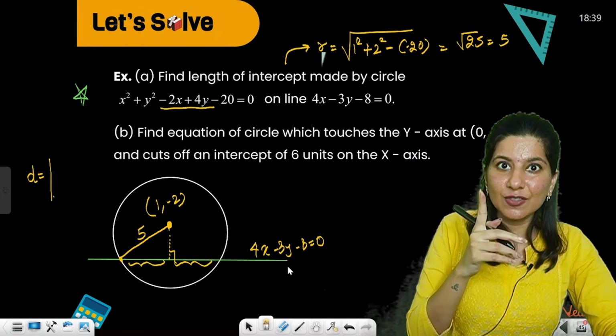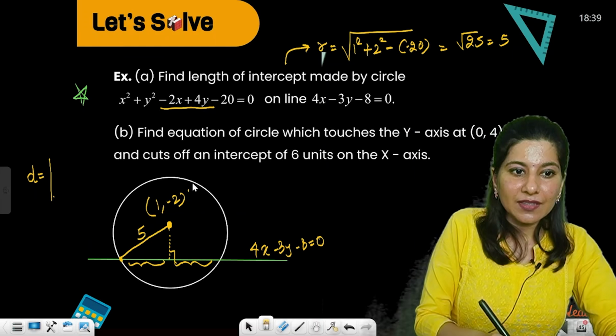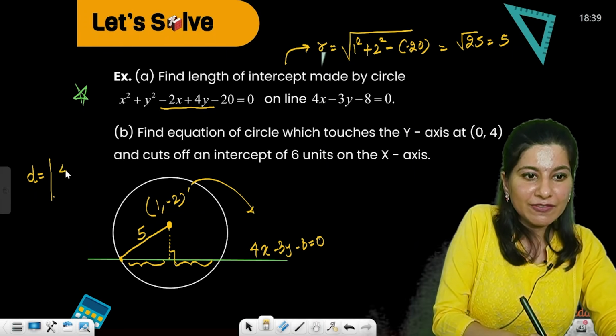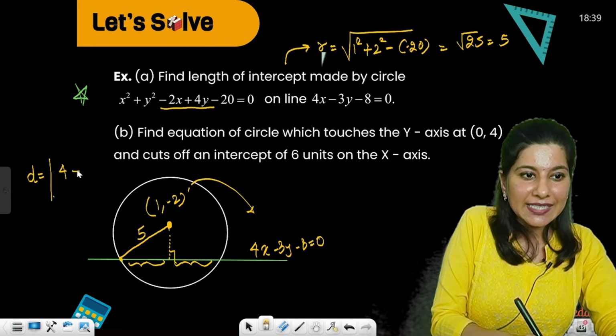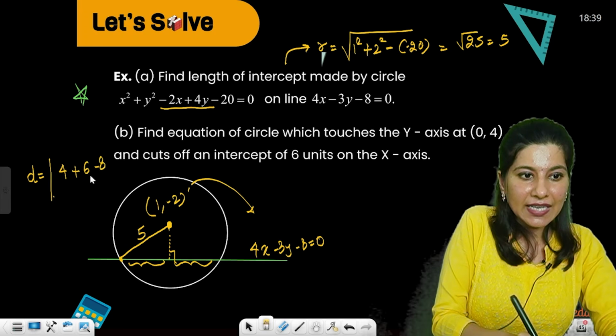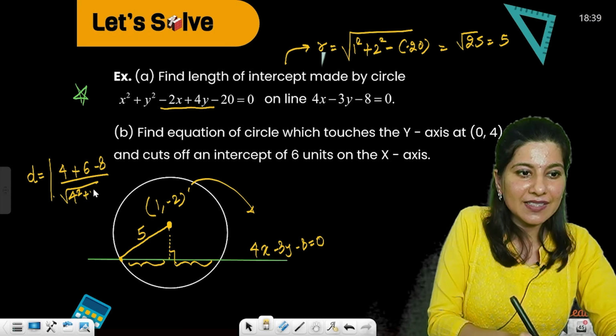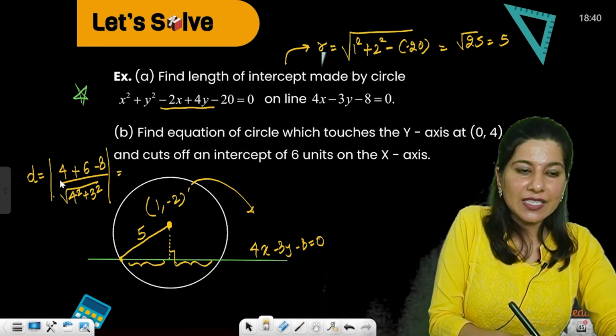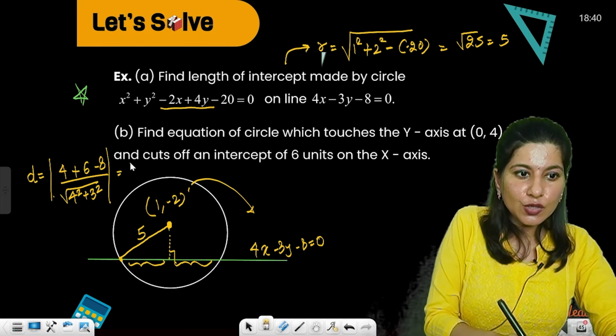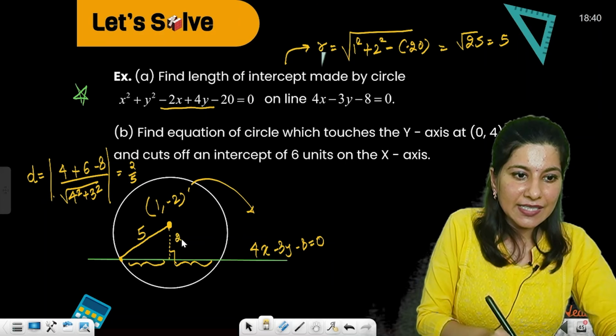Straight lines. Do not forget. Put this point in this line. So ma'am, 4 ones are 4, 3 2s are 6 and minus 8 upon square root of a square plus b square. So square root of 4 square plus 3 square. So 6 plus 4, 10. So 2 by 5. Okay, so this distance is 2 by 5.